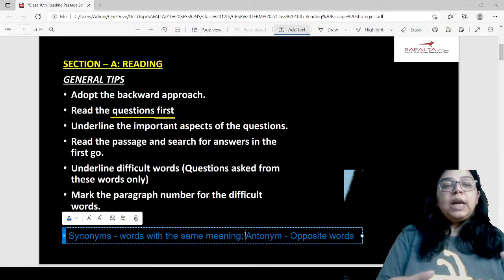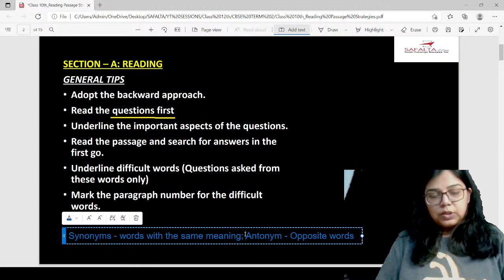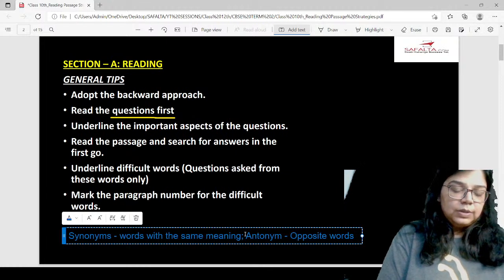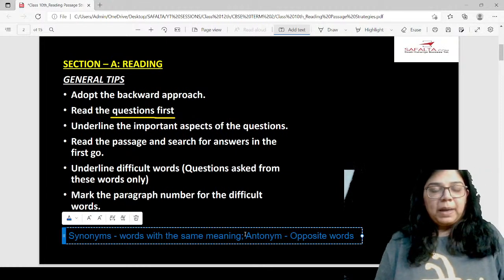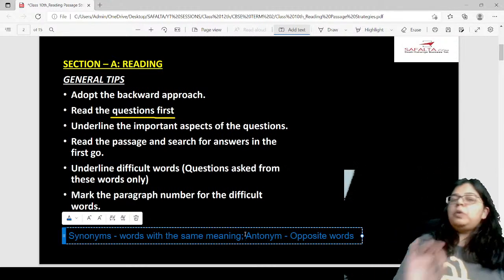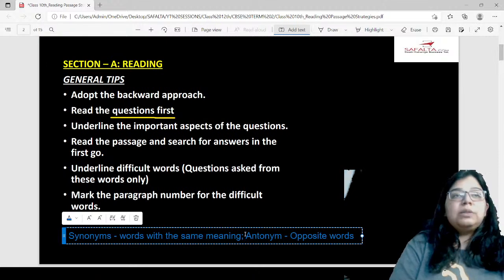Once you have found out the answers to all the other questions, I mean, leave out the vocabulary related questions, you read the rest of the passage and you mark the difficult words. So in all probability, you are going to get your questions from these difficult words.